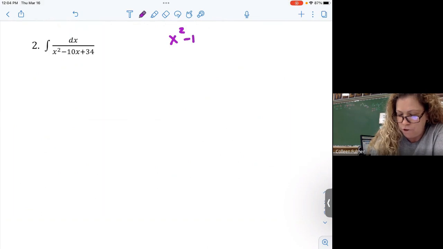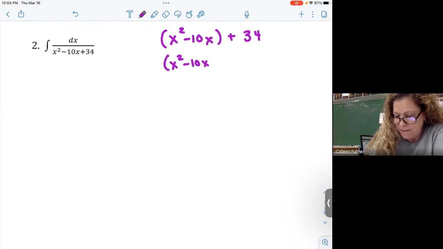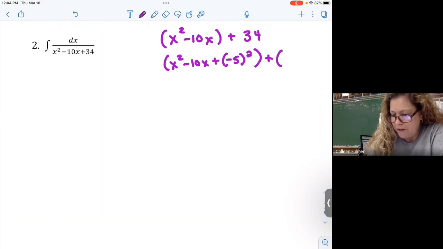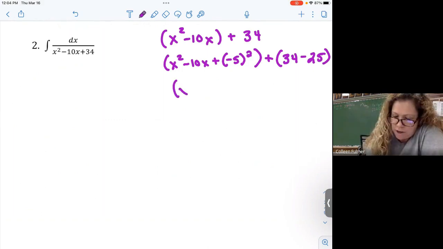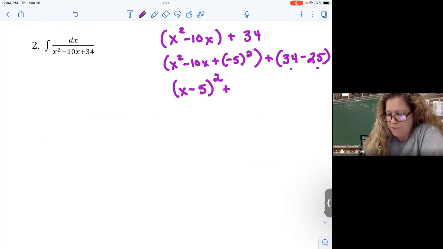I'm going to group the first 2 terms together, and I have that plus 34 on the end. Half of negative 10 is negative 5. So I'm going to add negative 5 squared, which is 25. But then I also have to subtract 25 to keep everything balanced. So this factors into x minus 5, the whole quantity squared, plus 34 minus 25 is 9. Look how it always ends up being a nice perfect number.